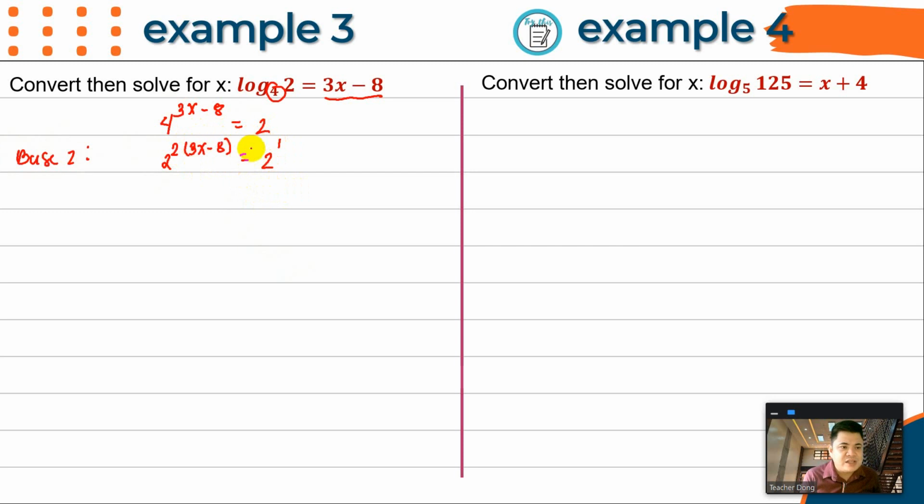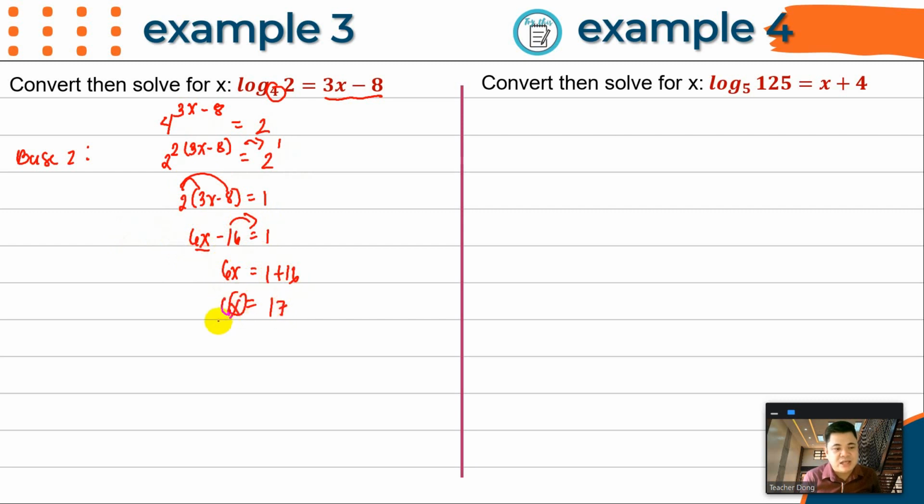Alright? So since the bases are similar, you can now equate. So 2 times 3x minus 8 equals 1. Then distribute 2 to the binomial. We have 2 times 3x, which is 6x, and then 2 times negative 8, it's negative 16 equals 1. Then we need to isolate 6x, so we will have now 6x transpose negative 16 to the right. It's now 1 plus 16. And 1 plus 16 is 17 equals 6x.